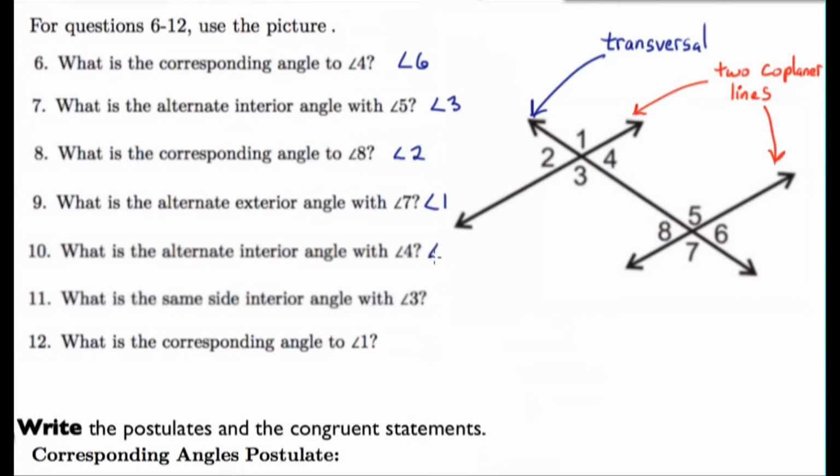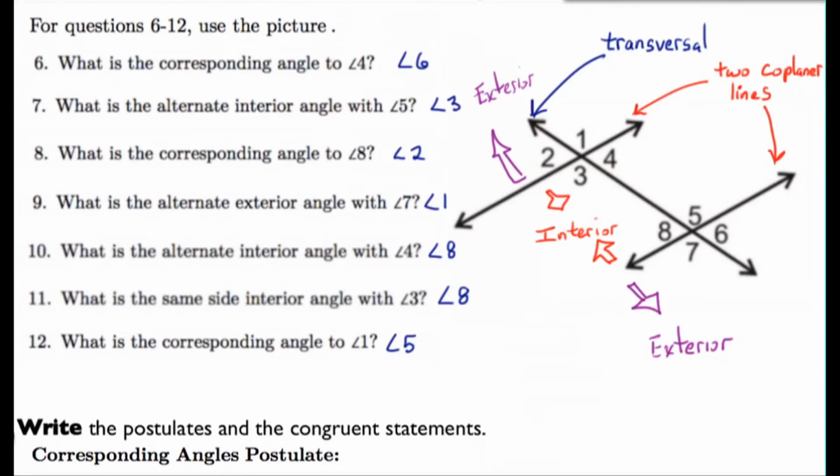Same side interior with angle 3, so that would be on the same side of the transversal but inside the lines. That would be angle 8 again. And the angle that corresponds to angle 1 would be angle 5. So again, interior and exterior of the two coplanar lines.